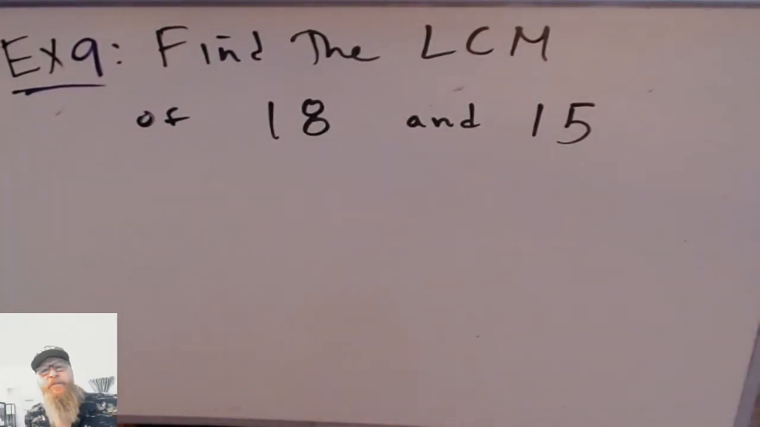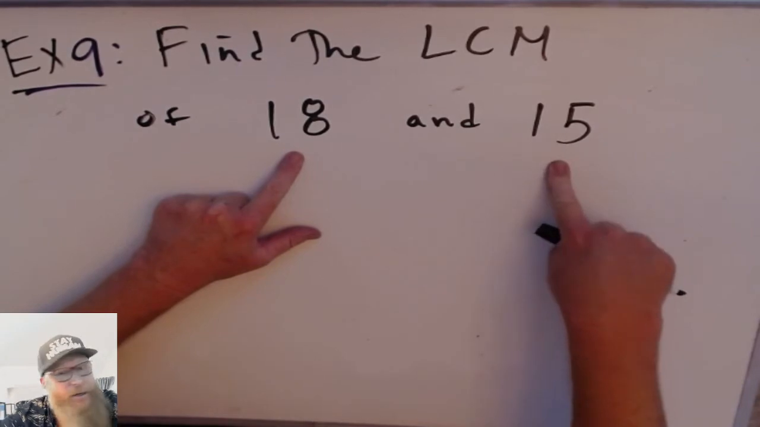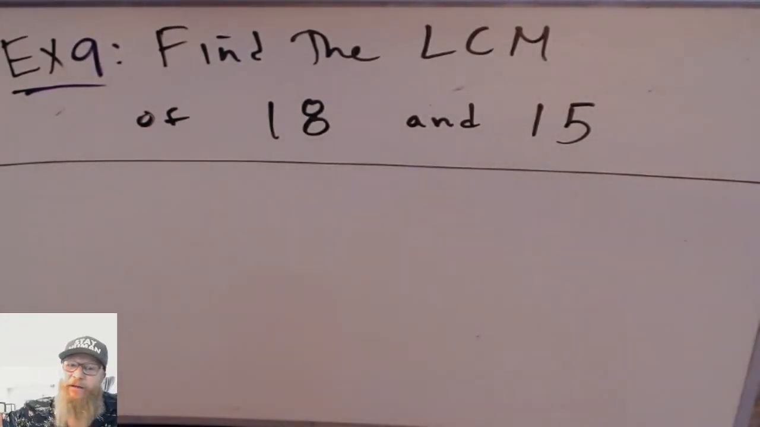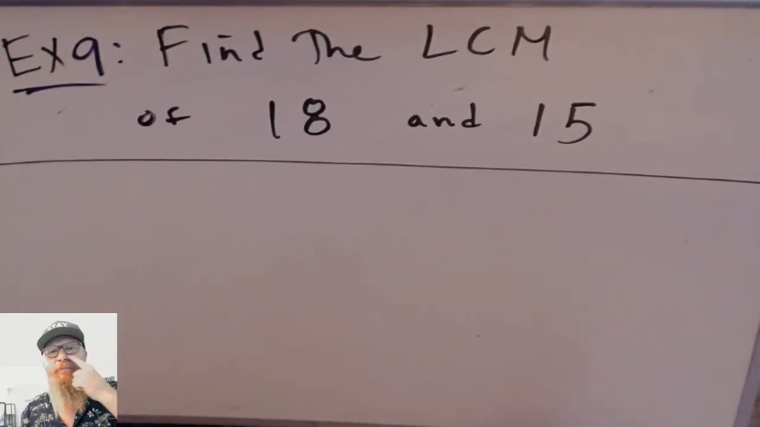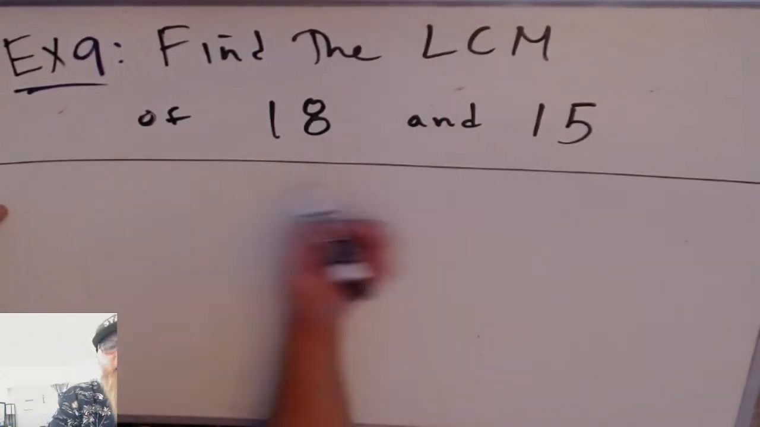So let's do another example. Find the LCM of 18 and 15. If you just multiply these two numbers together, you're going to be in real trouble. All right? It's just not going to work. You're going to get such a big number, it's going to be way too big. All right. Now here's the thing I want to make sure about.